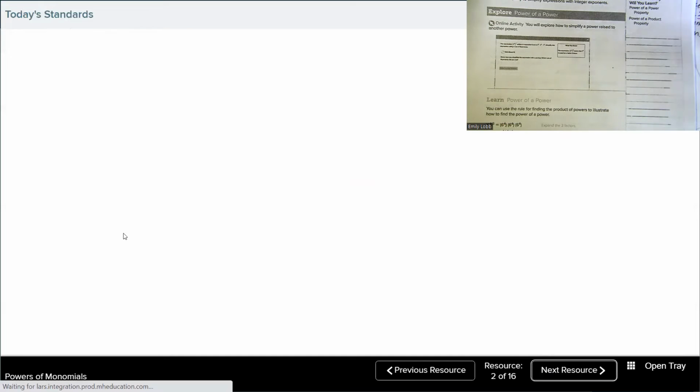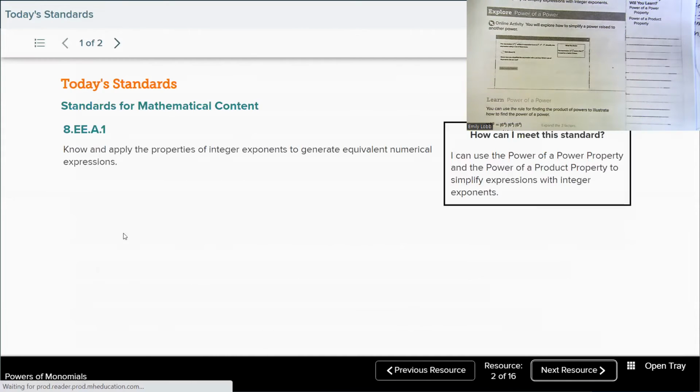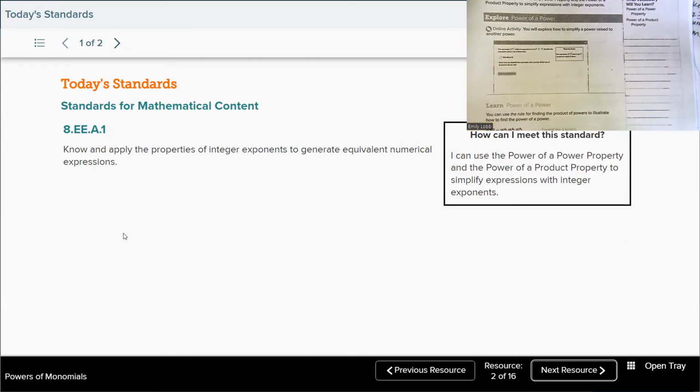So today we're going to change standards. Hopefully we can already use the laws of exponents to multiply and divide monomials with common bases, because we are done with 1-2. 1-3 tells us we have to know and apply the properties of integer exponents to generate equivalent numerical expressions. So our new I can statement is: I can use, we have a new law, the power of a power property and the power of a product property to simplify expressions with integer exponents.